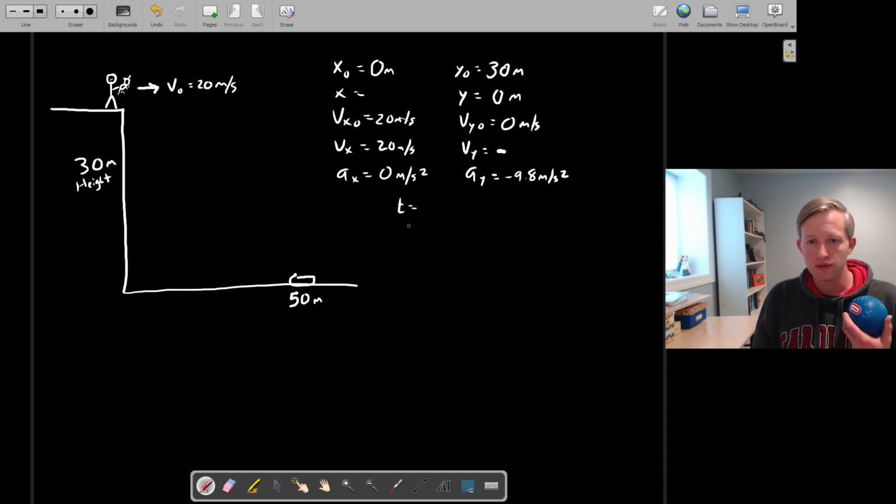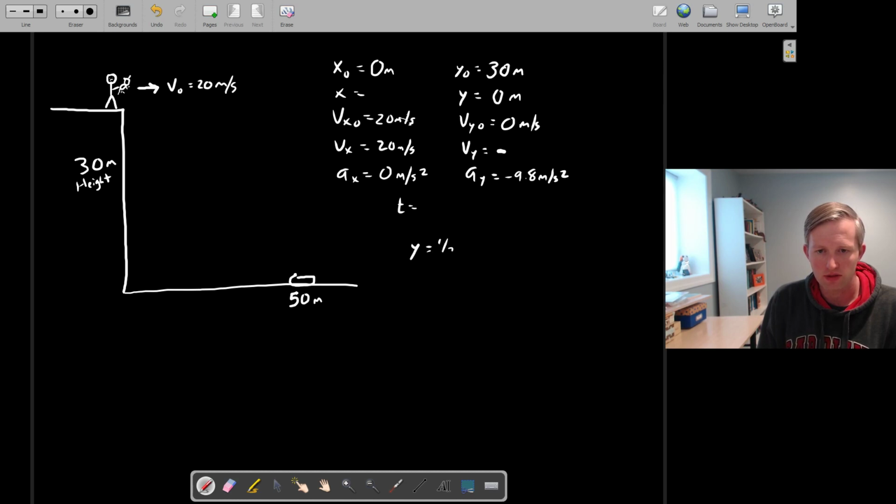So we want to consider the y variables when we're thinking about how long it takes for this thing to hit the ground. I can't use VATVO because I don't know the final velocity, and I can't use the timeless equation because it's timeless. So I'm going to need to use the x monster, or in this case the y monster, and so I consider y equals 1/2 at squared plus VOT plus the initial y displacement.